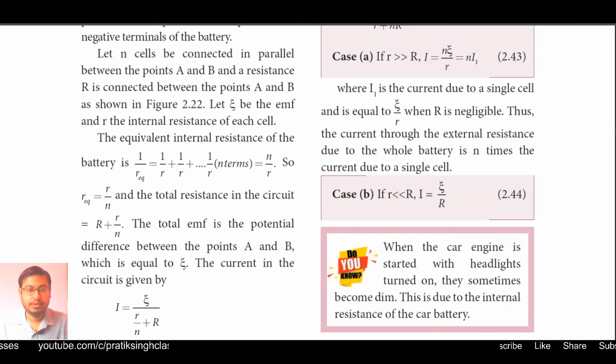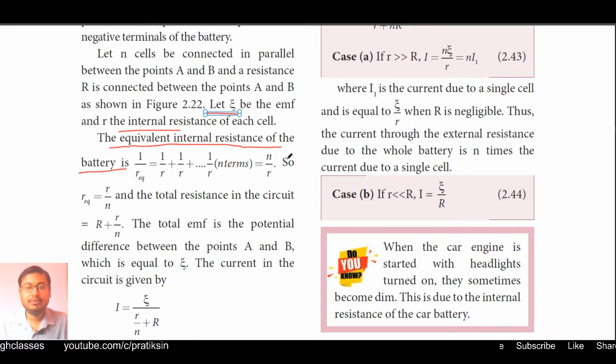All right, now let us move forward. Suppose ξ is the EMF of each cell and r is the internal resistance of each cell. Then the equivalent resistance of the battery, that means the combination of all the cells, is given by, as we already studied in our previous videos, the equivalent resistance of a circuit connected in parallel: 1/R equivalent, or 1/R total, is equal to 1/R1 plus 1/R2 plus 1/R3 up to n terms, where n is the total number of connections.